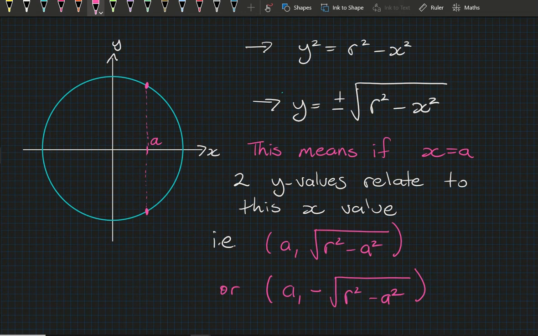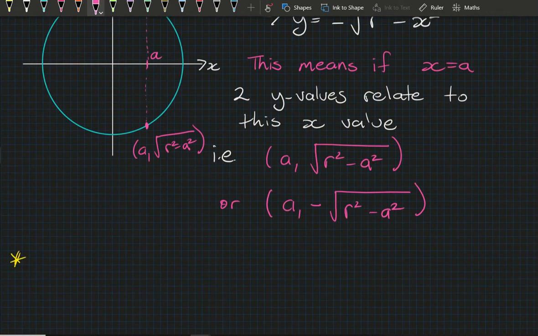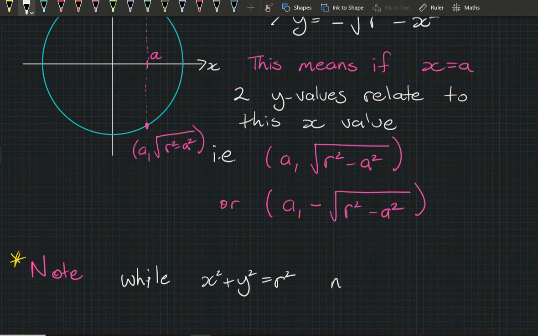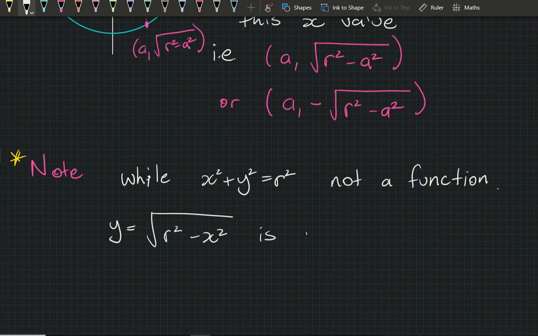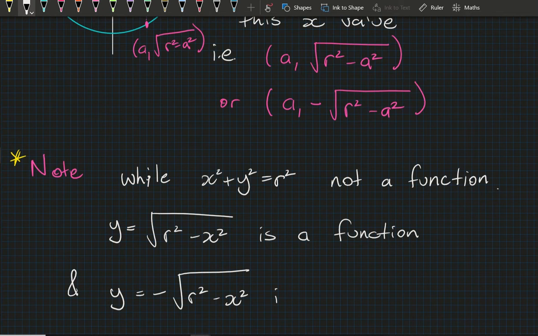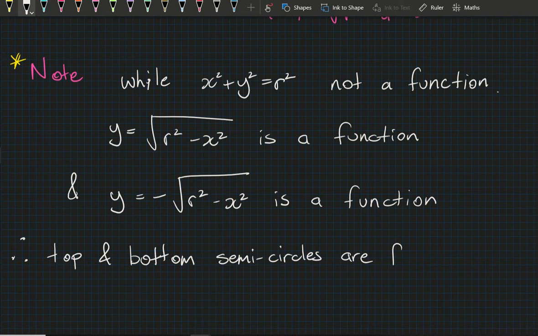And obviously both of these are points on the circle. The top one here is the one with the plus square root, and the one at the bottom is the one with the minus sign in front of the square root. Let's also note that while x squared plus y squared equals r squared is not a function, y equals the square root of r squared minus x squared is a function, and y equals minus the square root of r squared minus x squared is also a function. That means both the top and bottom semicircles are functions. It might be an interesting exercise for you to think about what the domains and ranges are for these functions.